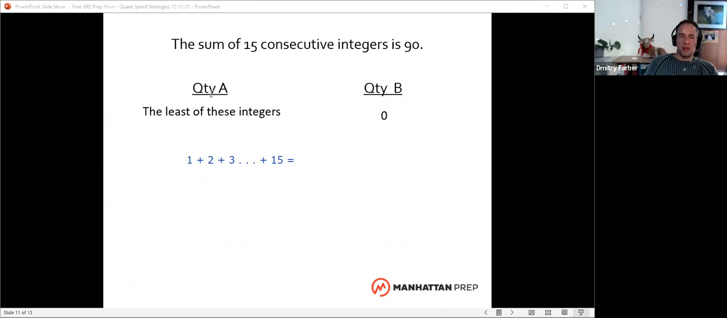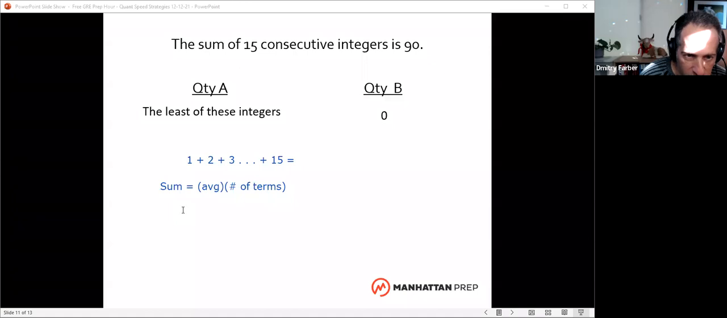Does anyone know how to sum those up without doing it? 1 plus 2 is 3, 3 plus 3 is 6, 6 plus 4 is 10. I could do that. Anyone know a faster way? The formula we can do, the sum is equal to the average times the number of terms. What's beautiful about consecutive integers is we often know the number of terms already, and the average is nice and formulaic to find. So the average will be the average of the ends.